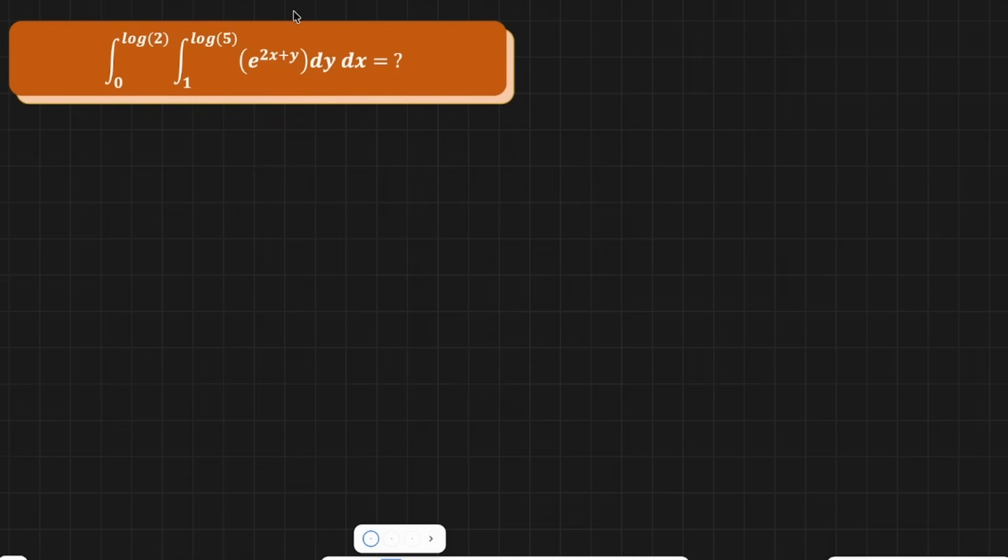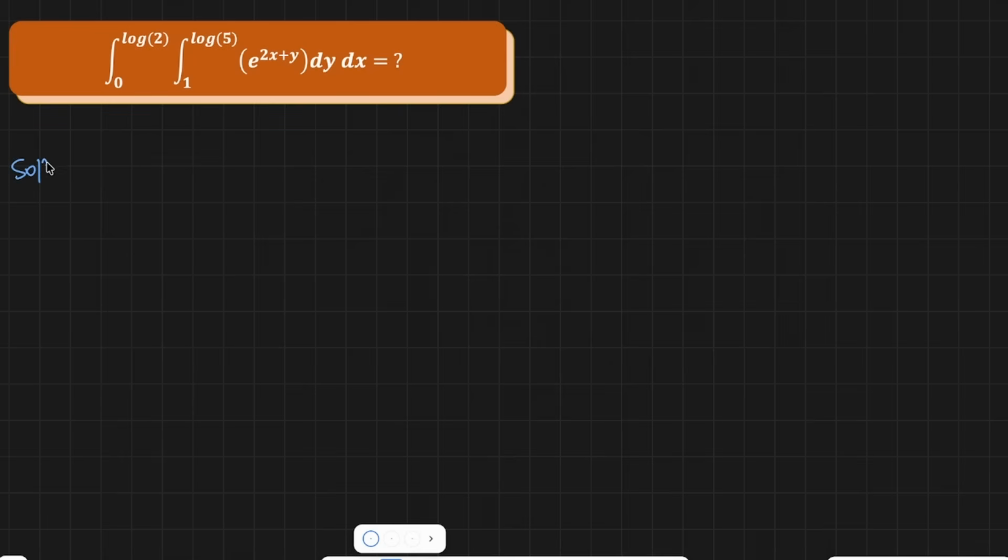So to solve this integral, it is very easy. First of all, you simply integrate with respect to y. So first we will integrate with respect to y. What will be the integration of a plus y? That we will see, that is very important here. So from here first I will take the integration with respect to y.